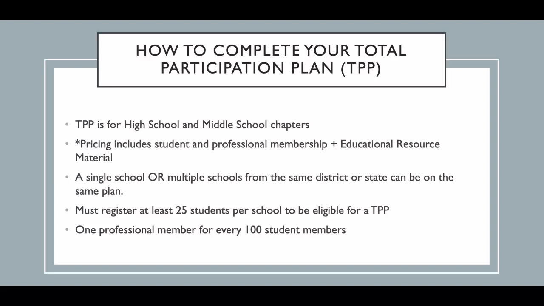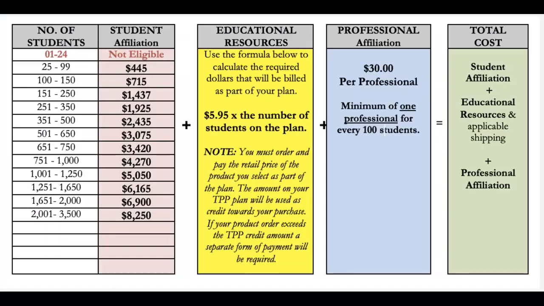You must register at least 25 students per school on your plan to be eligible for a total participation plan. One professional member for every 100 student members is also required. You will see a formula on your screen that will give you the total cost of a total participation plan.